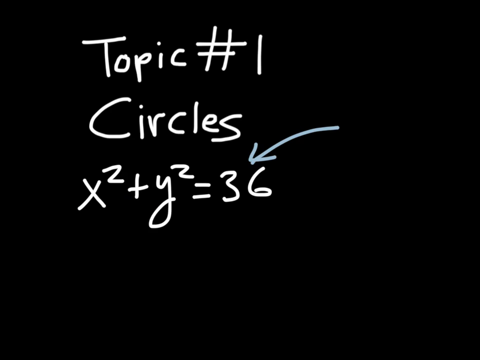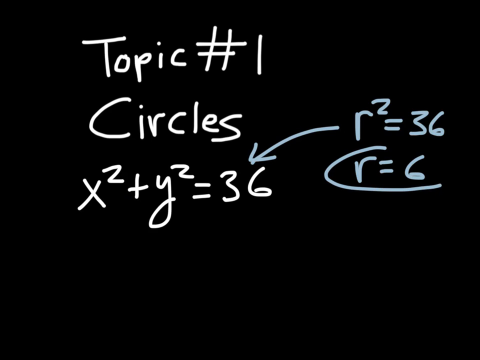This number at the end represents the radius squared. So the radius squared is 36, so the radius of the circle is 6. It is a lot like a squared plus b squared equals c squared, and that's the kind of thinking that goes into making this an equation of a circle.